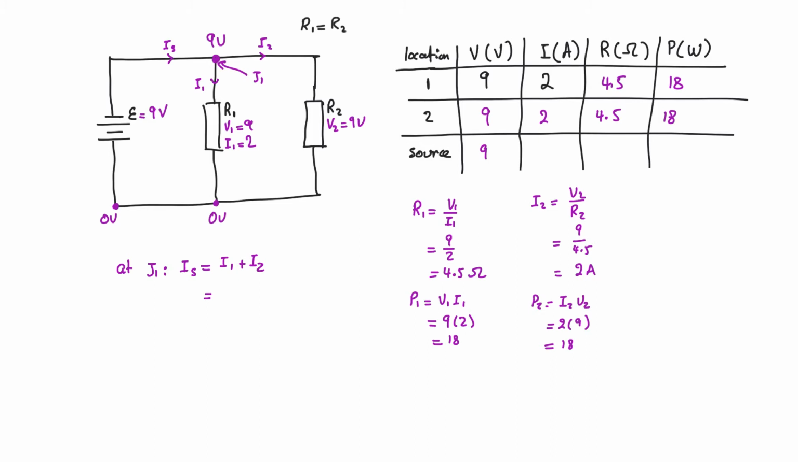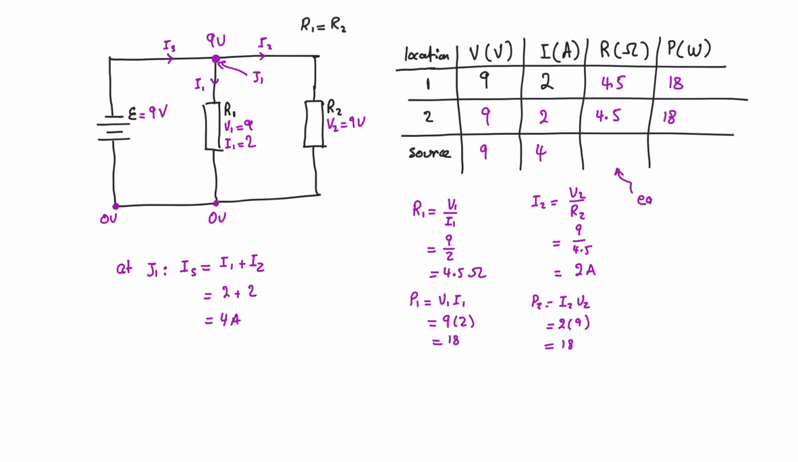So current 1 is 2, current 2 is 2, and this is going to give me 4 amps, which is going to be the current flowing out of my energy source here, which is 4. And once I have this, I can find the total equivalent resistance for the circuit. So this is actually not the resistance inside of the battery.